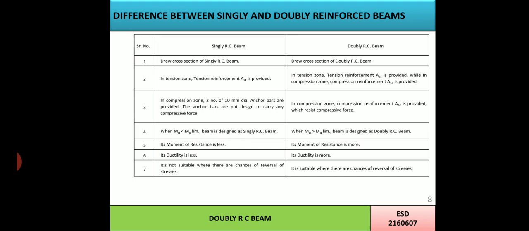Fourth, when Mu is less than Mu limit, beam is designed as singly RC beam, while if Mu is greater than Mu limit, the beam is designed as doubly RC beam. Fifth one, moment of resistance of the singly RC beam is less, while in case of doubly RC beam, MR is higher. In case of singly RC beam, its ductility is less, while in case of doubly RC beam, its ductility is higher. Seventh, it is not suitable where there are chances of reversal of stresses, means in case of an earthquake, singly RC beam is not that much preferable, while in case of doubly RC beam, it is quite preferable during the reversal of stresses. So guys, hope you got all the concept of the doubly RC beam.